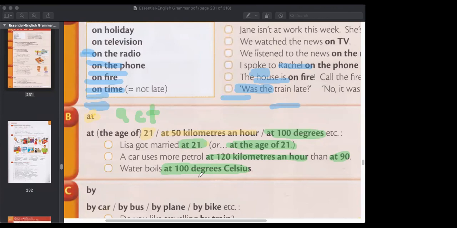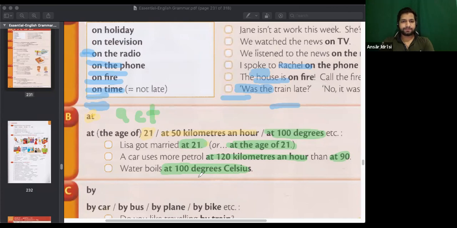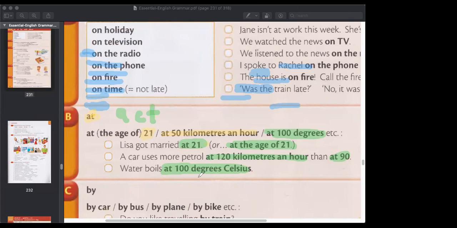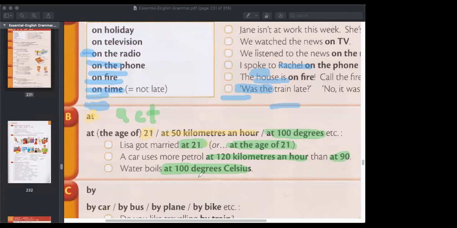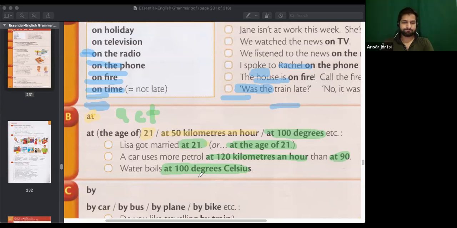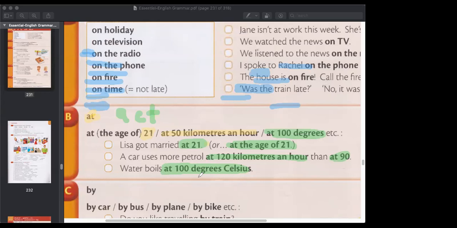Today's temperature is at 31 degrees Celsius. Correct. Yes. I met the doctor at quarter to 3. Correct. She called me at 10 o'clock. At 10 o'clock. Next. Look at me. Very nice. Beautiful. We meet at 2 o'clock. Next. Correct.